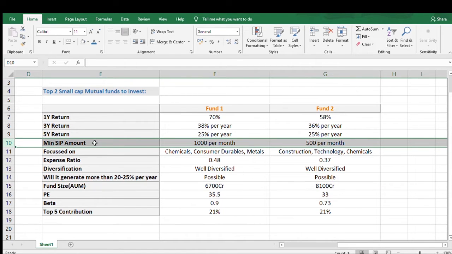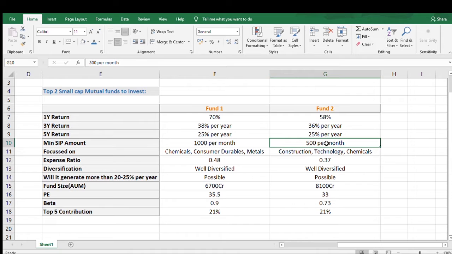If you are investing by the SIP method, then in fund one you have to pay a minimum of 1000 rupees per month, but in fund two you can pay as low as 500 per month. If your funds are limited, then you can go with fund 2, and if you can afford to pay 1000 rupees per month or more, either you can go with fund 1 or you can go with two lots of fund 2. That is based on your further analysis and fund availability. In case you can invest more, then you can invest half of your money in fund 1 and half of your money in fund 2. That also will generate good returns.